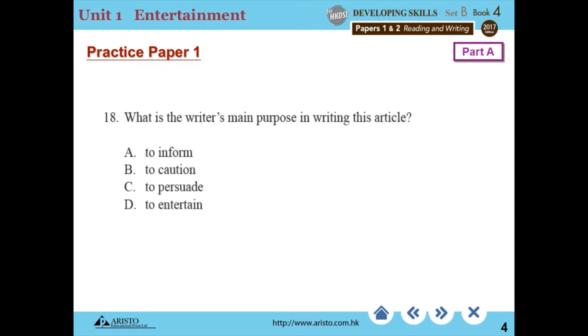Let's look at another question, question 18. What is the writer's main purpose in writing this article? The options are A. To inform, B. To caution, C. To persuade, D. To entertain. What you want to do when a question asks you about the main idea or purpose of a text is to take a look at various parts of the whole article in order to get the big picture.